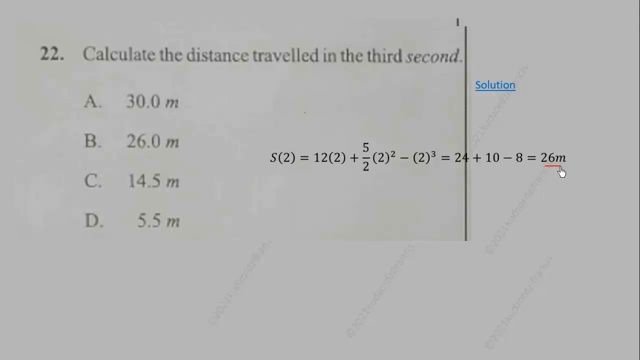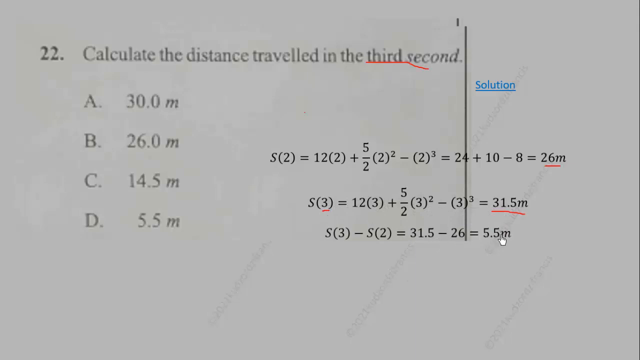Then we also find the distance traveled in the first 3 seconds. That will also give us 31.5 meters. Now we have to find the distance traveled in the 3rd second by subtracting this from this, and that will give us 5.5 meters.